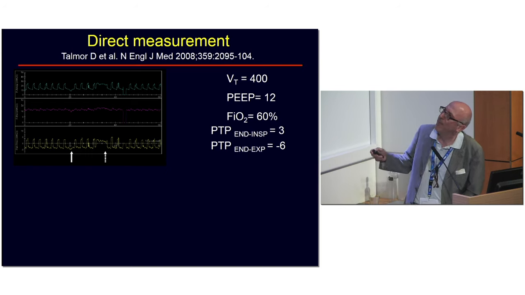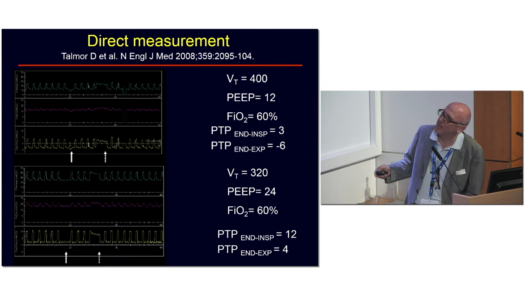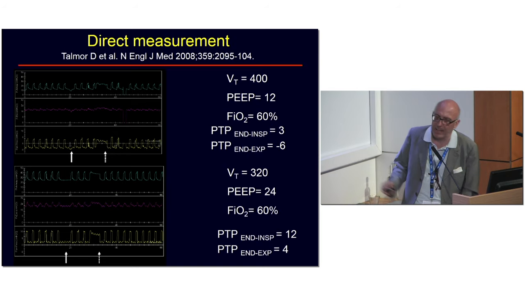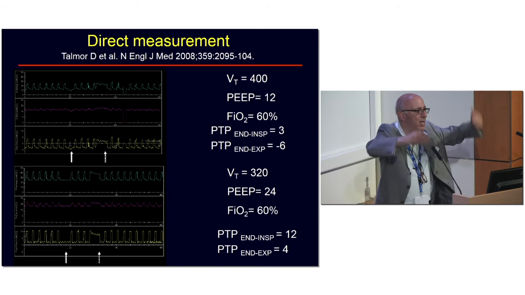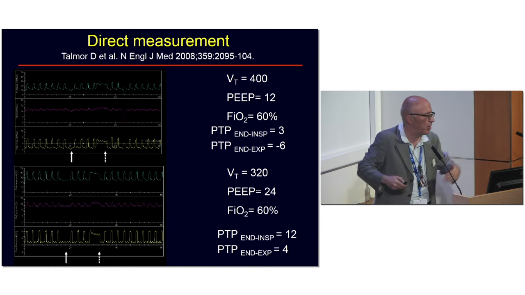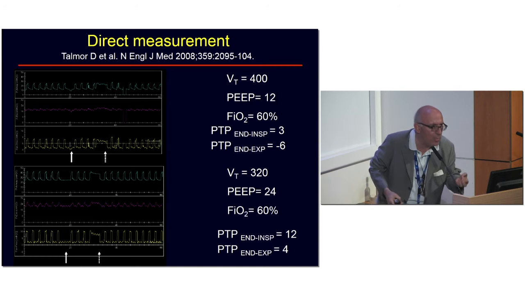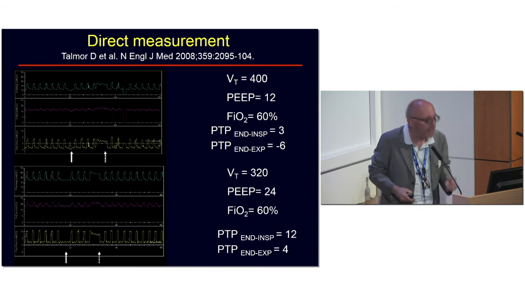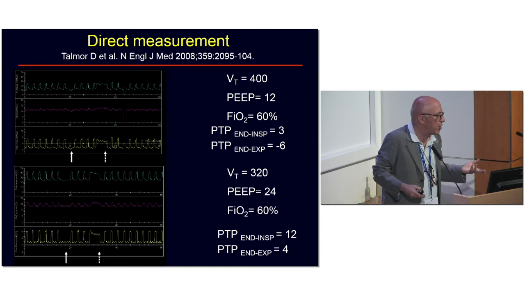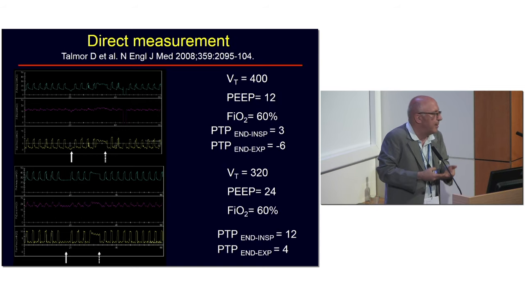For example, here you have transpulmonary pressure at end inspiration of 3, and at end expiration of 6. Or here they added PEEP and you have 12 at end inspiration and 4 at end expiration. This is very easy. You measure the airway pressure, you measure the esophageal pressure, and you take the difference between the airway pressure and the esophageal pressure. So you assume that the esophageal pressure is the equivalent of the pleural pressure. But I showed you that this is not the truth. This is just the average pressure, but not the regional one.